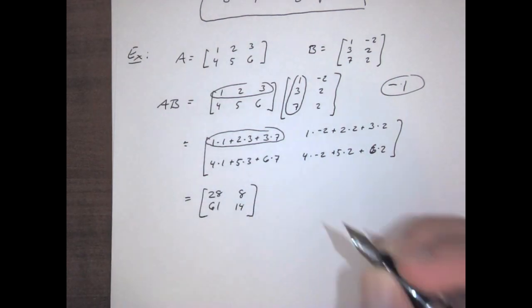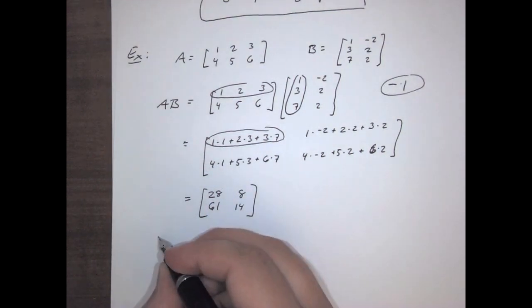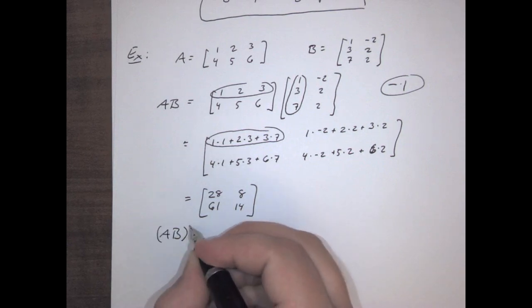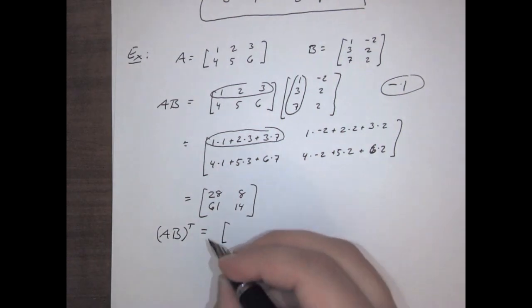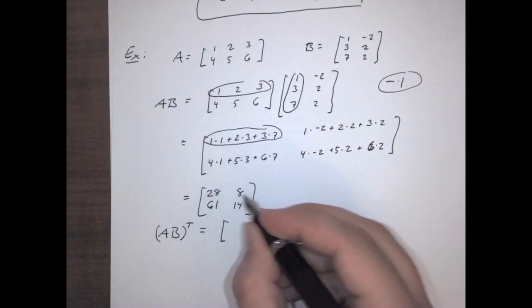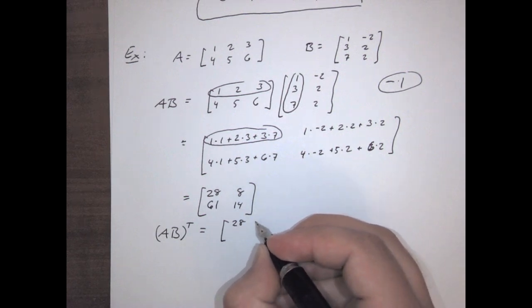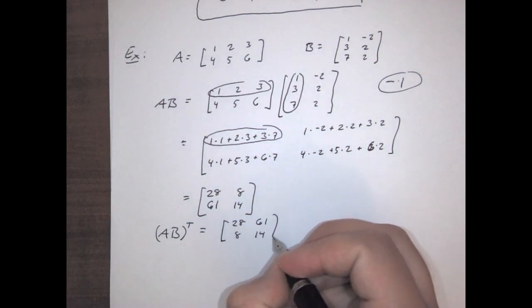So this is the product of the two matrices, and then if we wanted to do the transpose of that, so AB transpose, that would be the same as just taking the first column and turning it into the first row, and vice versa. So 28, 61, 8, 14.